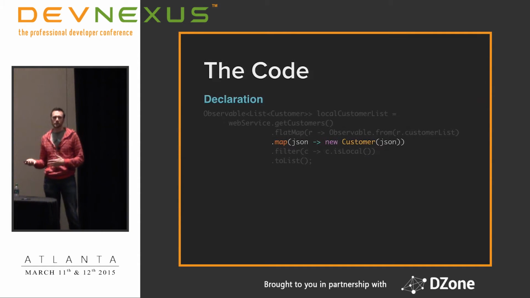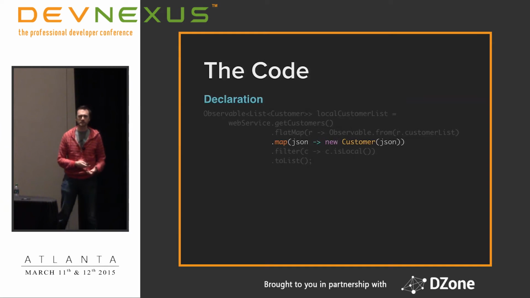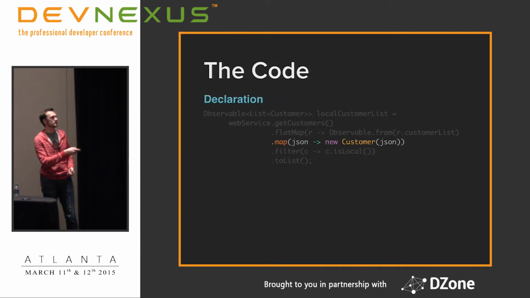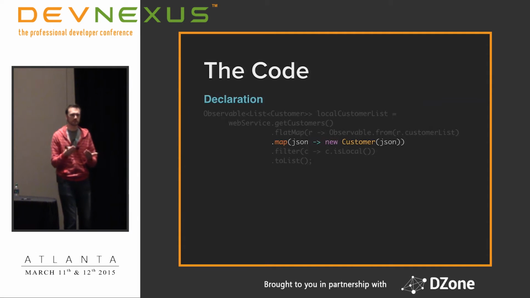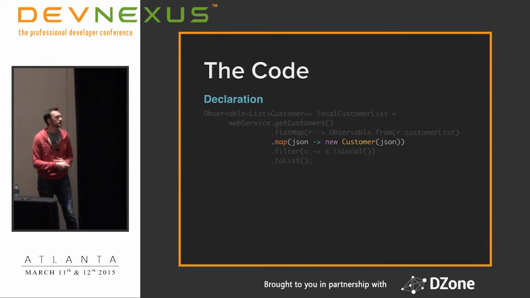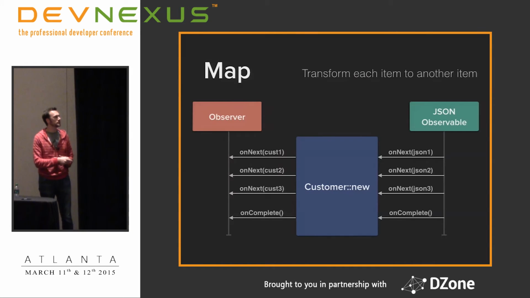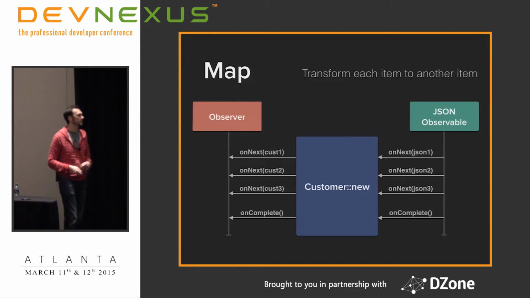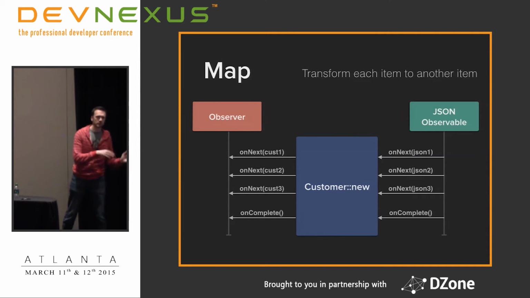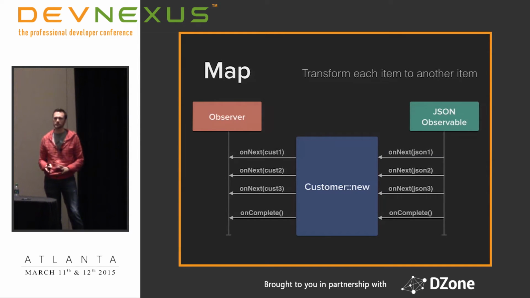So the next thing we do is we're going to want to map these JSON customer objects into actual customer POJO objects. Now let's assume this customer constructor knows what to do with the JSON and set its fields up and everything like that. So you can just say map, and map is one-to-one. So anytime we get a JSON customer, it will map to a new POJO Java customer, and so on. And now we've transformed those into something that's a little easier to work with.